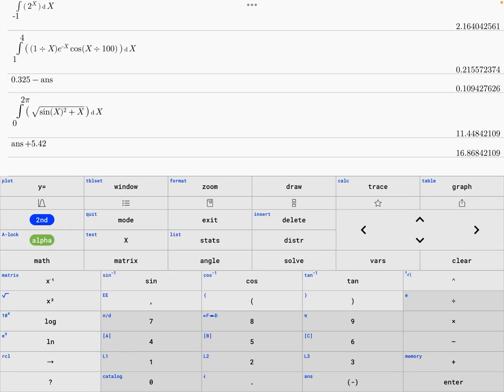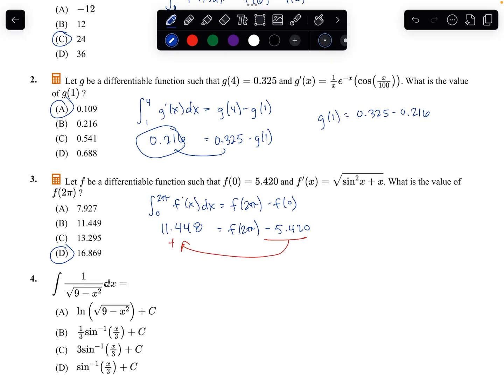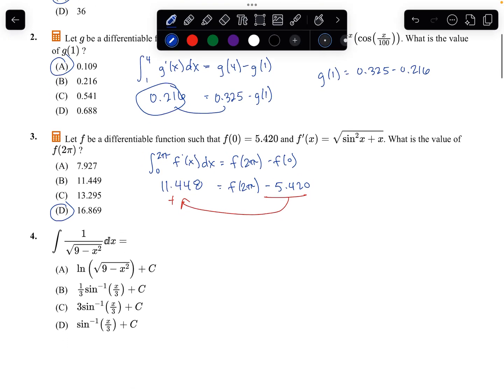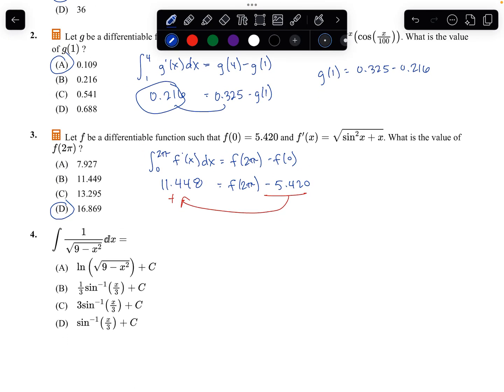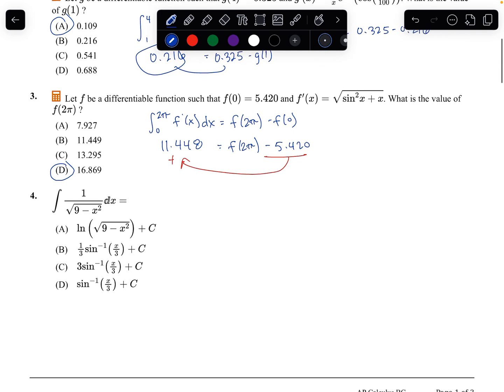I got, rounding must be off a little bit. I don't know why. I thought I did it pretty flawlessly, but okay.